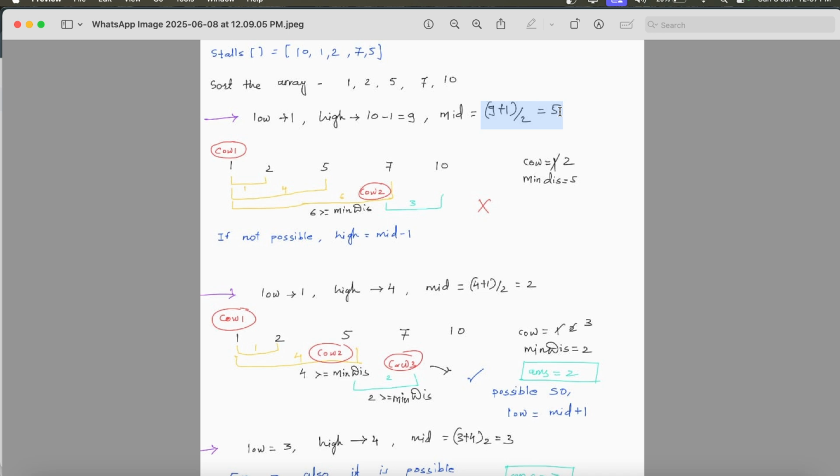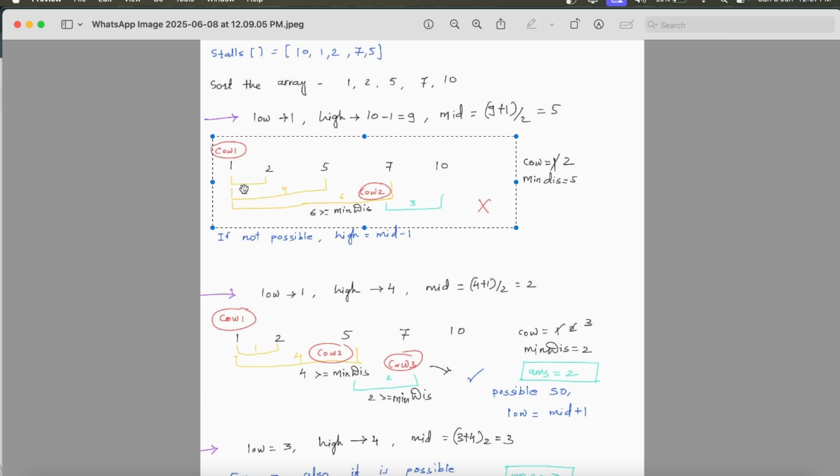Once we keep the cow at that location, let us see in this same example. If I put my first cow here at the first location, can I keep my second cow at this location? Because the distance between 1 and 2 is basically 1, and we are trying to see if 5 could be the answer. We are trying to see if 5 is the minimum distance that we can achieve. So here the distance between 1 and 2 is basically 1, so we cannot keep our second cow at this location. So let us look into this particular one here.